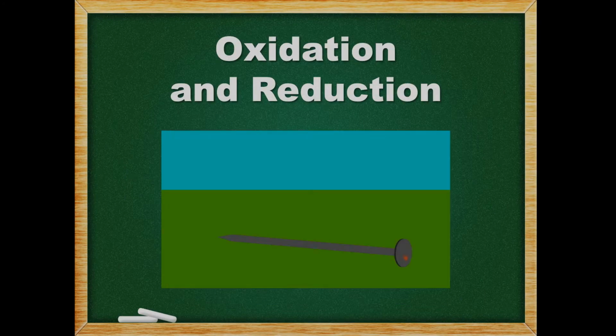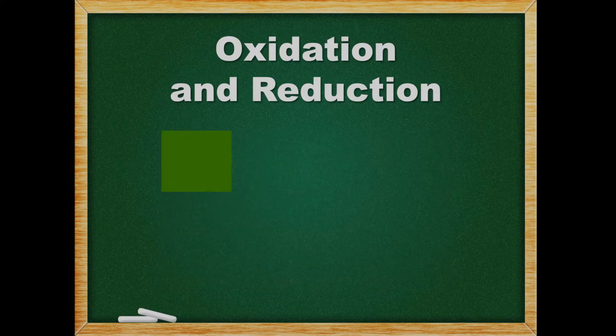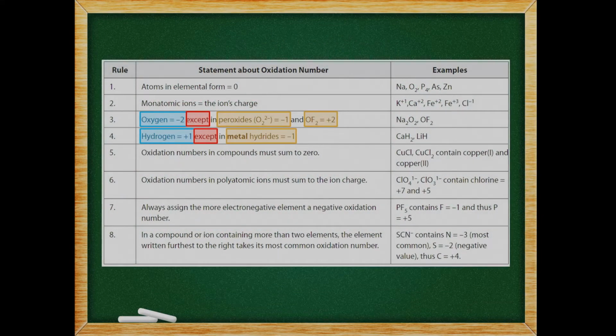What are oxidation and reduction? Well, oxidation is the loss of electrons, while reduction is the gain of electrons. We can remember this through an acronym called OIL RIG. The species that gets oxidized is called the reducing agent, and the species that gets reduced is called the oxidizing agent. We can also state the oxidation number of compounds and elements using these rules.